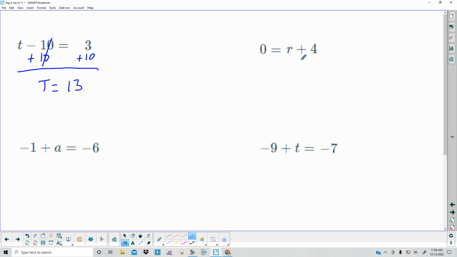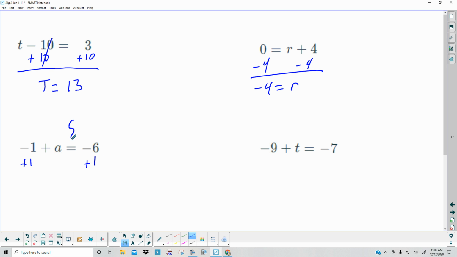Here you're adding 4 on the right. To undo it, you subtract 4. Negative 4 is equal to r. This is a negative 1. You're subtracting 1 on the left side. To undo it, I'm going to add 1 to both sides.